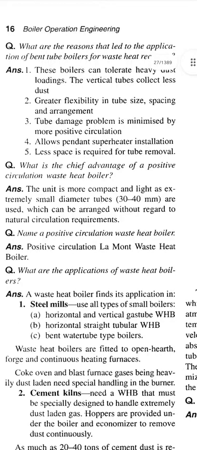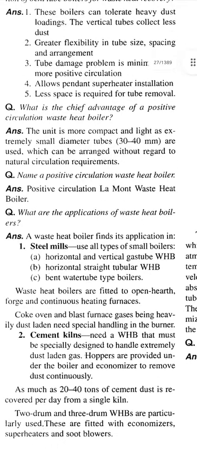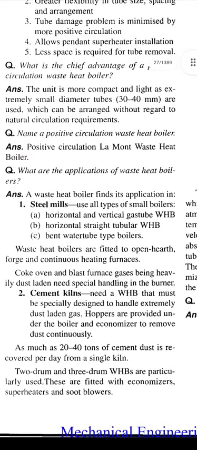What is the chief advantage of positive circulation of a waste heat boiler? The unit is more compact and light as extremely small diameter tubes of 30 to 40 mm are used, which can be arranged without regard to natural circulation requirements. This is the advantage of the positive circulation waste heat boiler. Name a positive circulation waste heat boiler. The Lamont waste heat boiler.